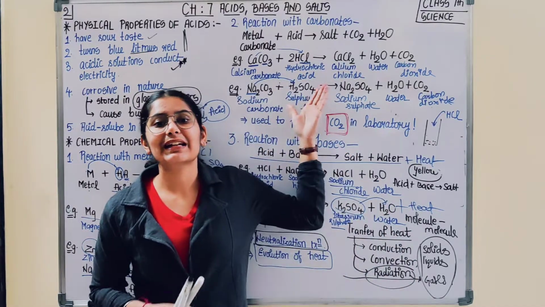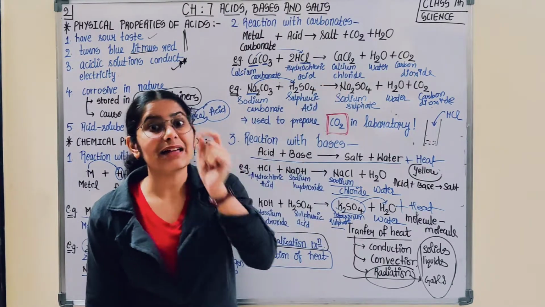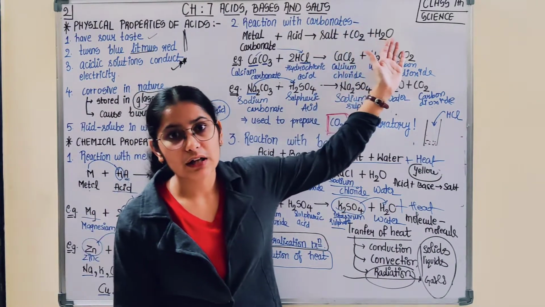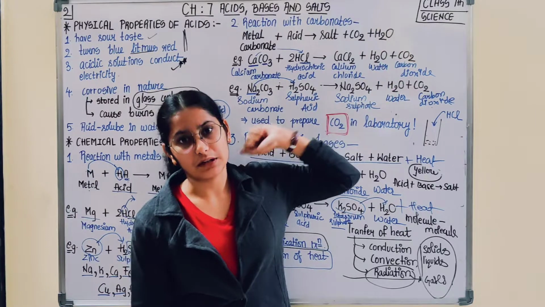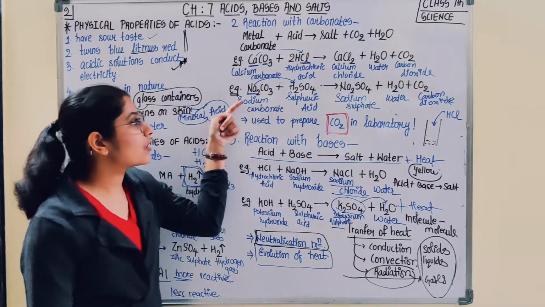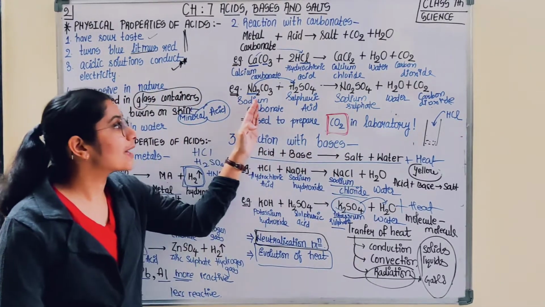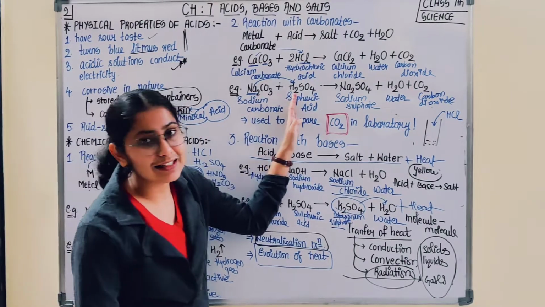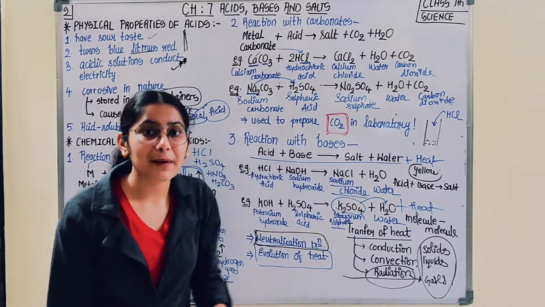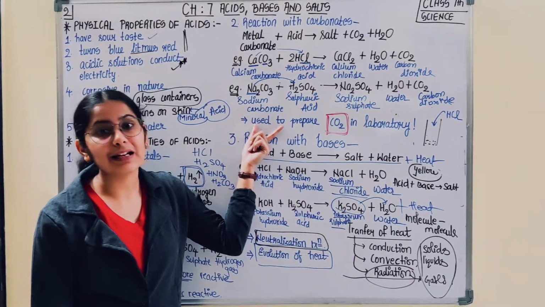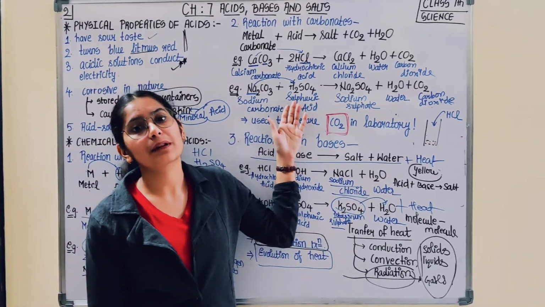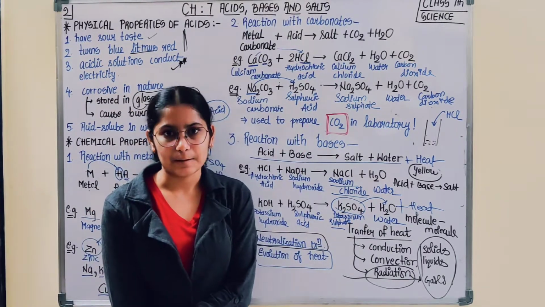Next chemical property, reactions with carbonates. So when metal carbonates react with acid, they form salt plus carbon dioxide plus water. So we looked into a few examples like calcium carbonate, sodium carbonate, and the reaction which says that when sodium carbonate reacts with sulfuric acid, it forms sodium sulfate, salt, plus water plus carbon dioxide. So if you want to prepare carbon dioxide in the laboratory, you would be using this procedure, that is reaction of sodium carbonate with sulfuric acid.